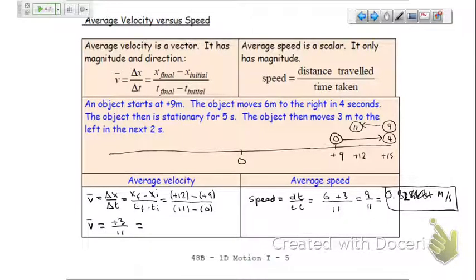3 divided by 11 equals 0.27 meters per second, and it's a vector. So I'm trying to get myself in the habit of, it's a positive.